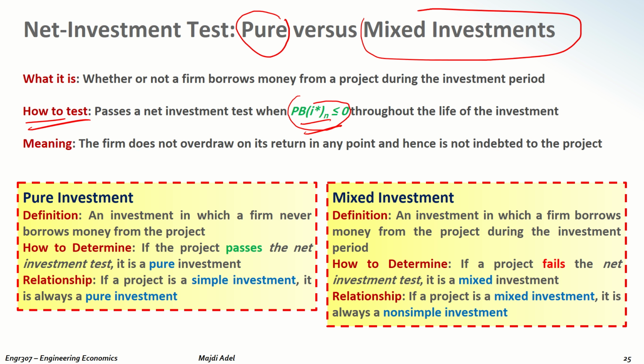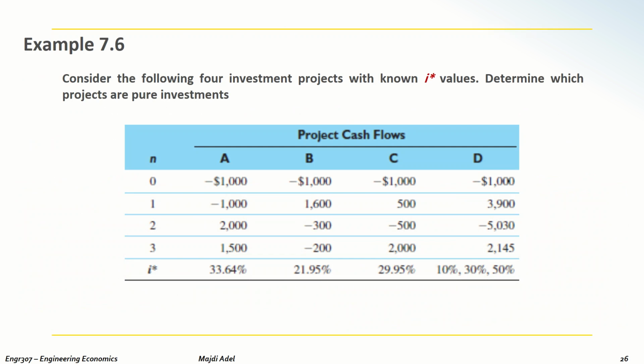مش بالضرورة non-simple يكون mixed. Sometimes a non-simple may be a pure investment. But if it is a mixed, then it must be a non-simple investment. Okay, we have 4 projects, A, B, C, and D, and we want to determine if a project is a pure investment or a mixed investment.